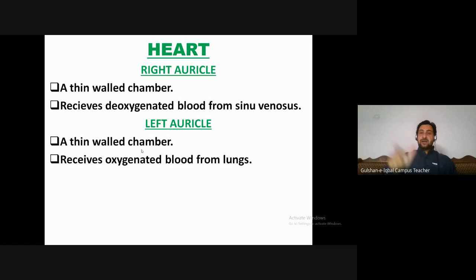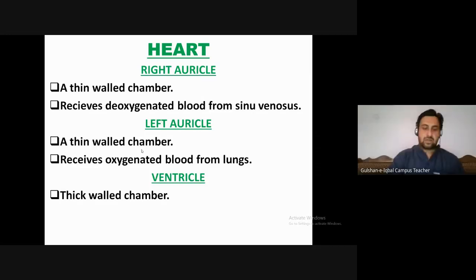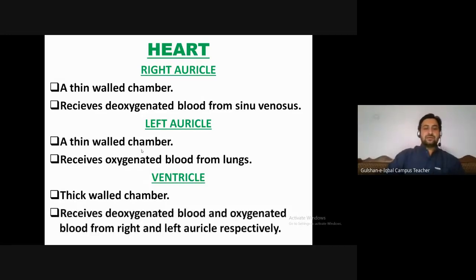Oxygenated blood. In the right side of the heart, we have deoxygenated blood. Is it clear? Then we have the ventricle. The ventricle is the thick walled chamber, with a lot of muscle present in it. It receives deoxygenated blood and oxygenated blood right away from the auricles, from the right auricle and from the left auricle.